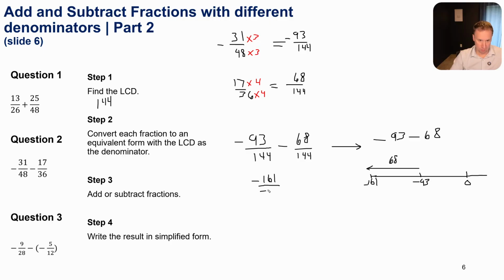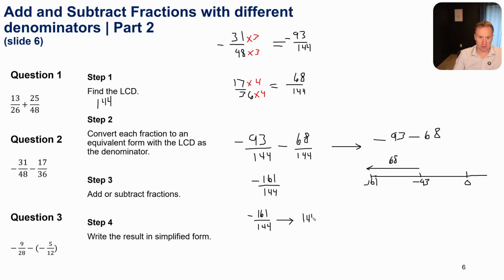Okay, so negative 161 is going to be in the numerator now. And negative 144, or excuse me, not negative. I already put the negative there. So negative 161, and then 144 is in the denominator here. Now, what's interesting about this, negative 161 over 144, this is already as simplified as you can go. So the only thing we can do with this is change it to a mixed fraction, right?